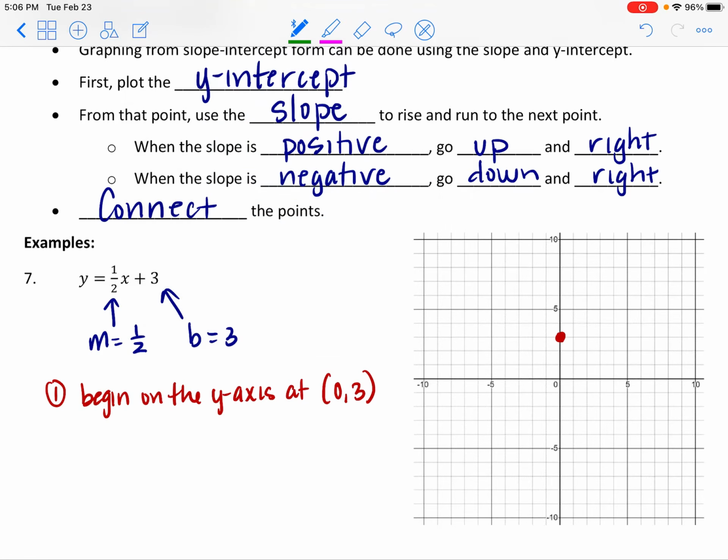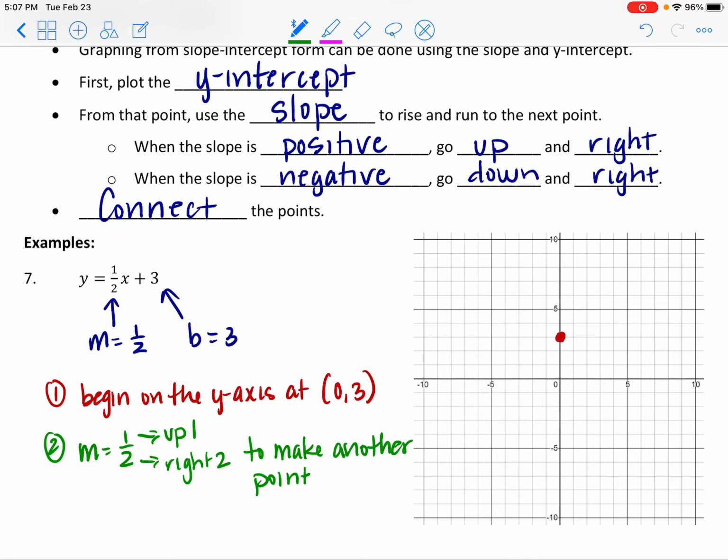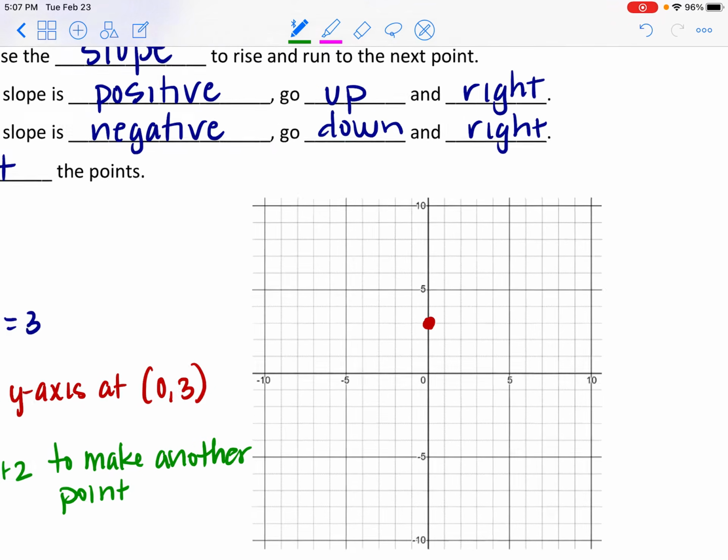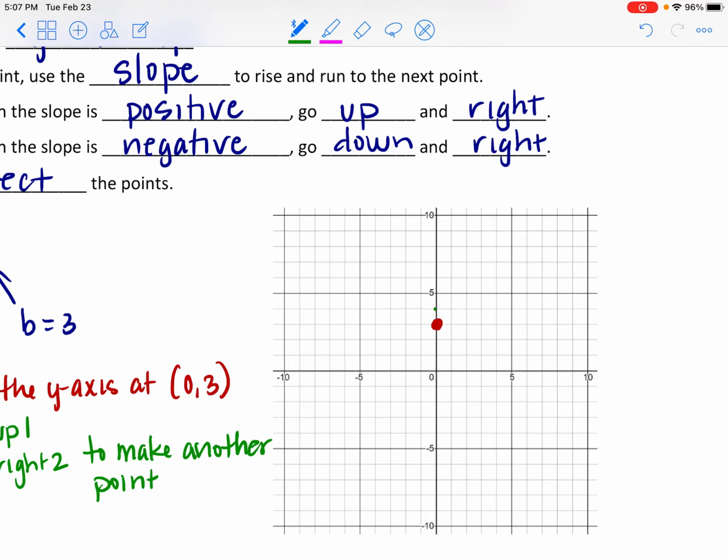And then I'm going to use my slope. If m equals 1/2, then I'm going to go up 1 and then right 2 to make my next point. Okay, so my slope is 1/2. It's rise over run. So from the point that I just plotted at (0, 3), I'm going to go up 1 and then right 1, 2, and make my next point.